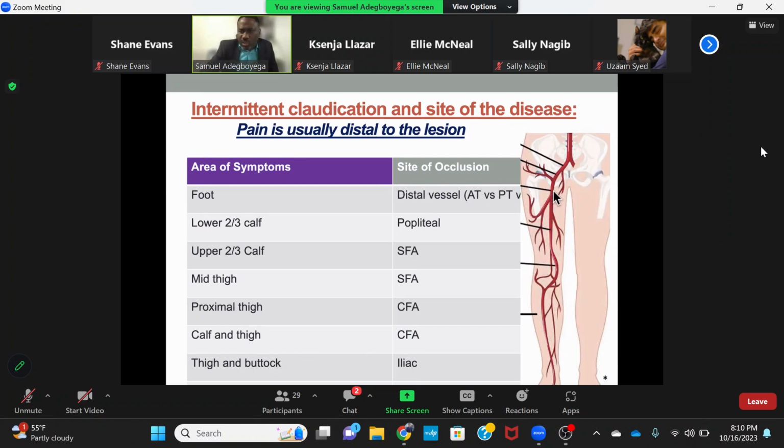Okay, this is your superficial femoral artery right here, okay? If you have an occlusion of the SFA, okay, anything distal to that is going to be a problem, okay? So if they say you have an occlusion to the proximal SFA, right? Then your pain will be upper two-thirds, right? If it's the distal SFA, your pain will be mid.